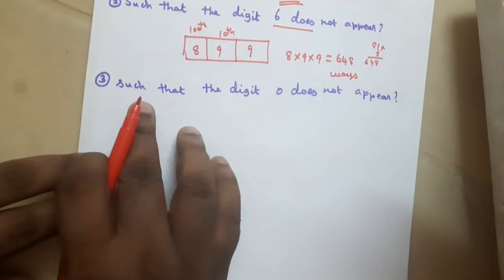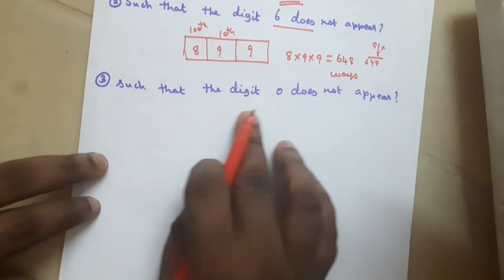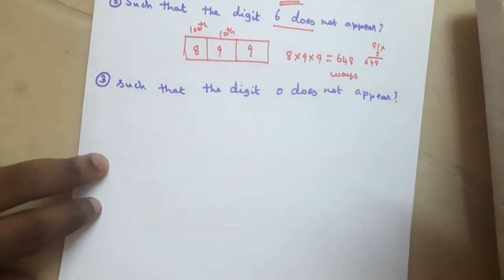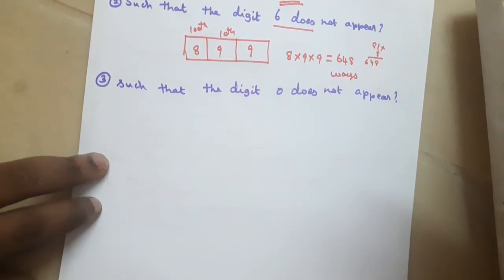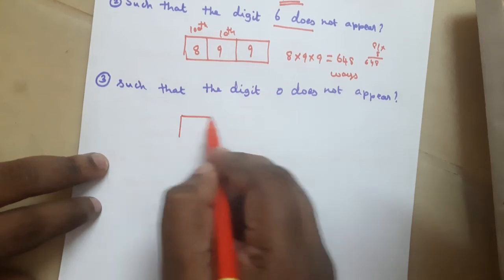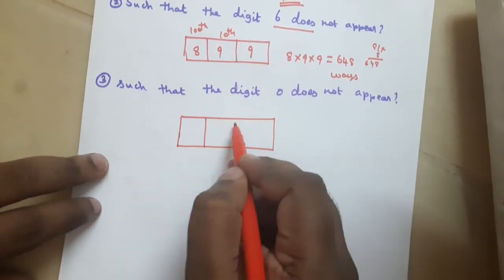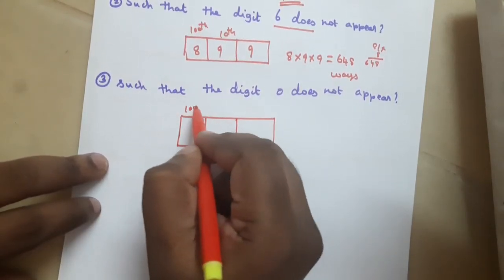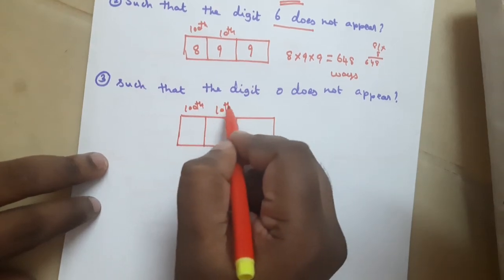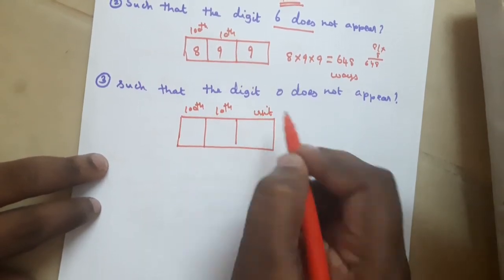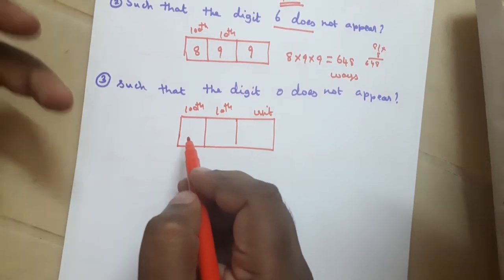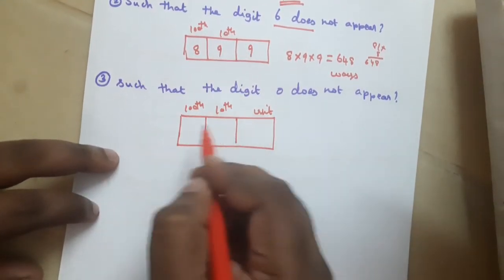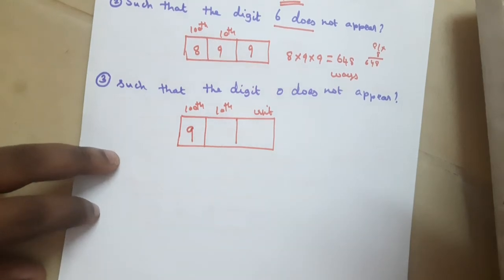The next question says the digit 0 does not appear in the 3-digit number. Same thing, we draw 3 boxes: the 100s position, the 10s position, and the unit position. In the 100s position, 0 automatically cannot come. Here it is also mentioned 0 does not appear, so only 9 possibilities.